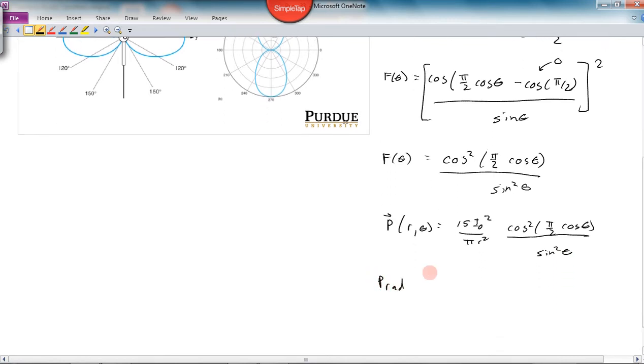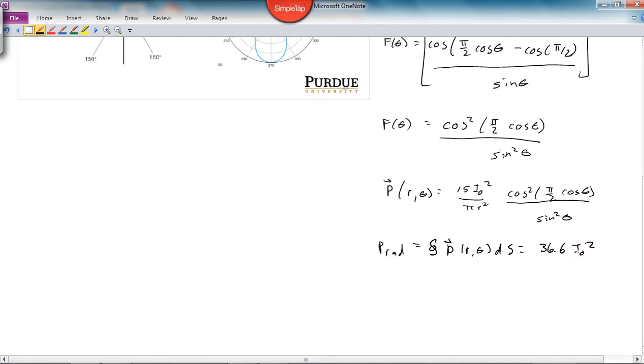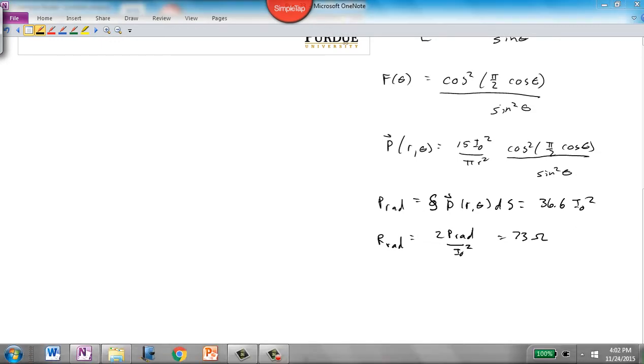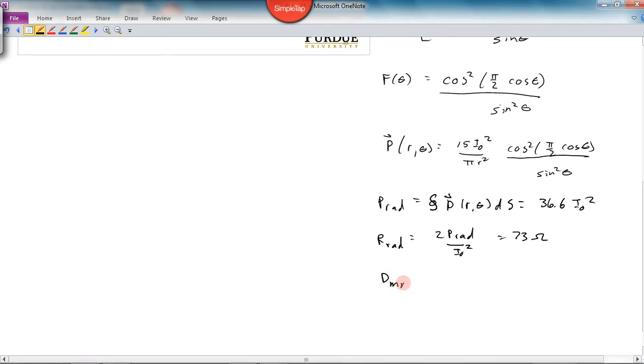Total radiated power of a half-wave dipole antenna is just that surface integral that we did before. And I'm not going to do the math here. It turns out that that's 36.6 I0 squared for a half-wave dipole. Radiation resistance is equal to 2 times the radiated power divided by I0 squared, which is just equal to 73 ohms. And Dmax is going to be equal to 1.64, which is equal to 2.15 decibels.